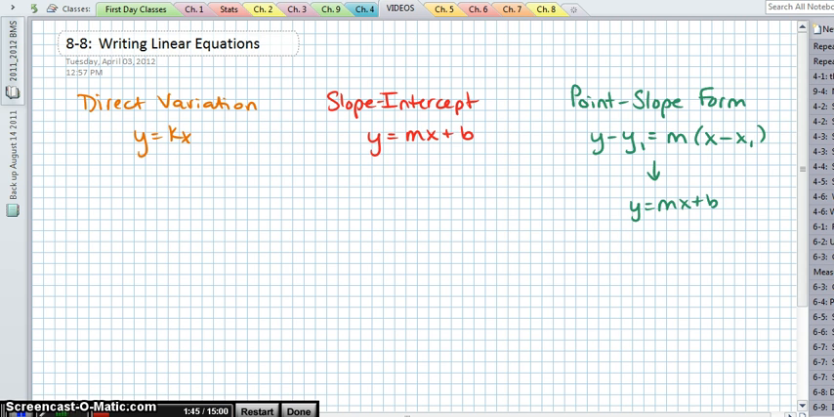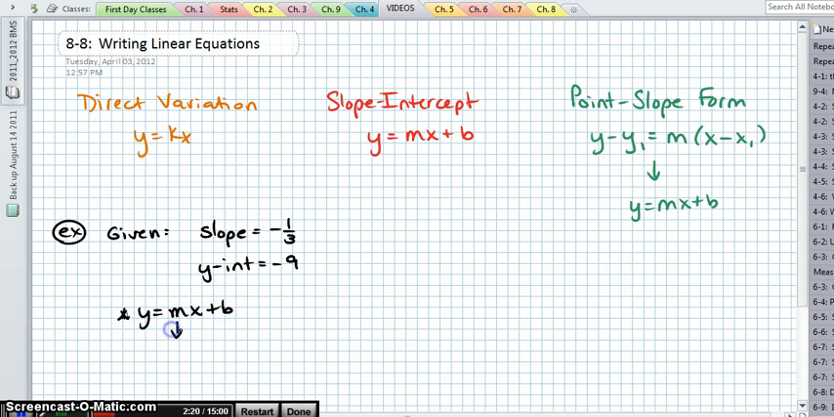Let's go ahead and write an equation using slope and y-intercept. So, for example, let's say I give you a slope for a particular line of negative 1/3 and a y-intercept of -9. And I say write an equation for this line. Well, if I'm given the slope and I'm given the y-intercept, I can easily substitute these values into the slope-intercept form, y equals mx plus b.